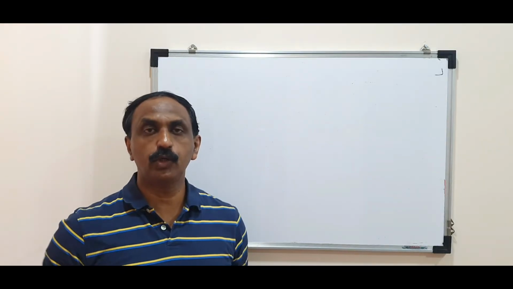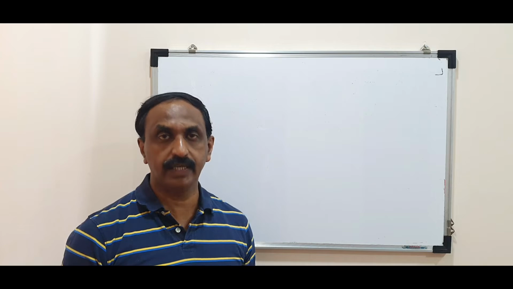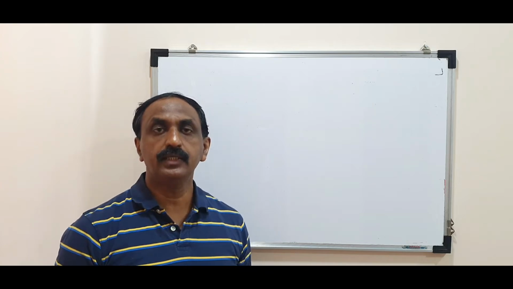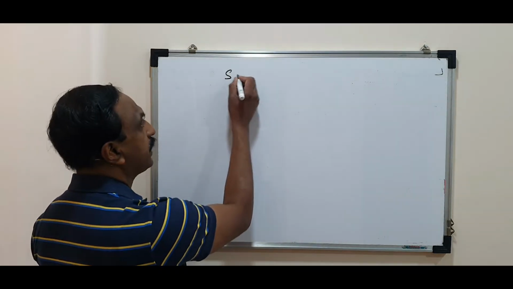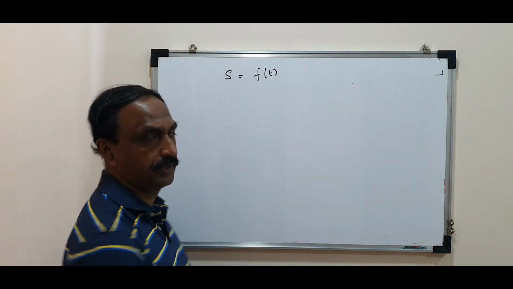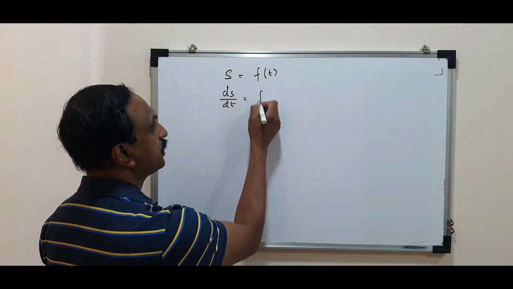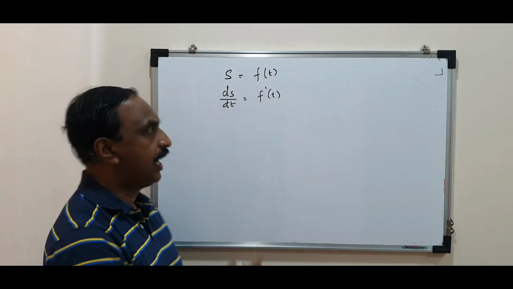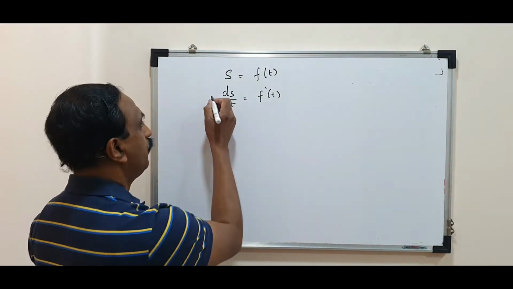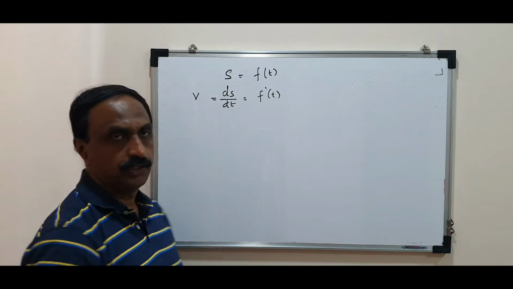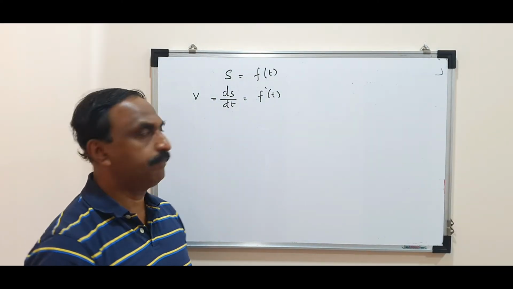Now we shall discuss the rate of change with respect to displacement and time, that is velocity and acceleration. Usually displacement is expressed in terms of time. So displacement s is a function of time. When we differentiate with respect to t, this becomes f dash of t, and ds by dt is the rate of change of displacement, which is nothing but velocity. So velocity can be obtained by differentiating displacement with respect to time.